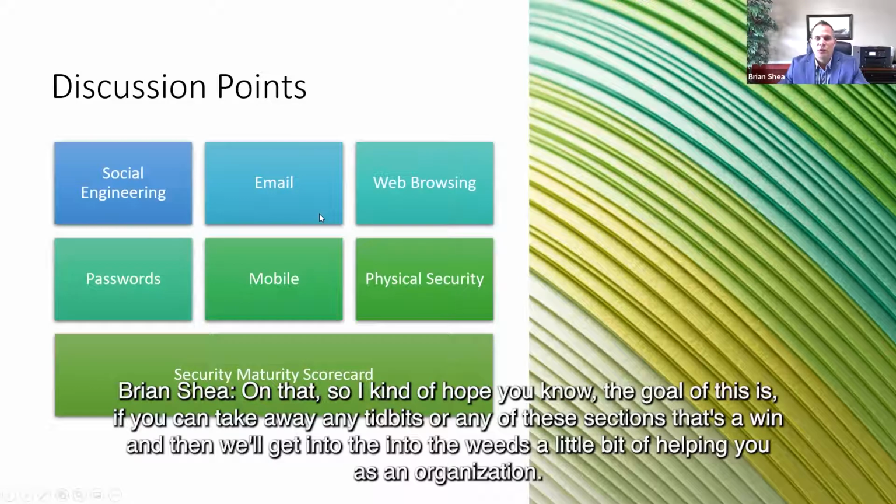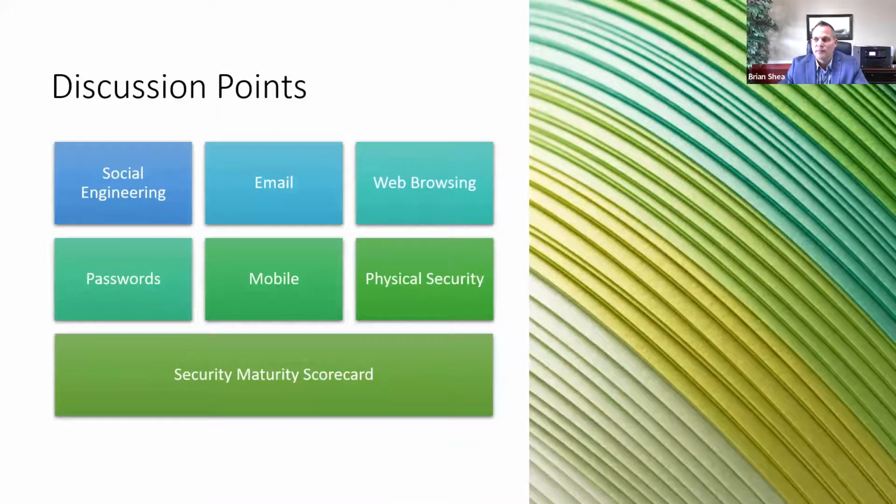The goal is, if you can take away any tidbit through any of these sections, that's a win. And then we'll get into the weeds a little bit on helping you as an organization.